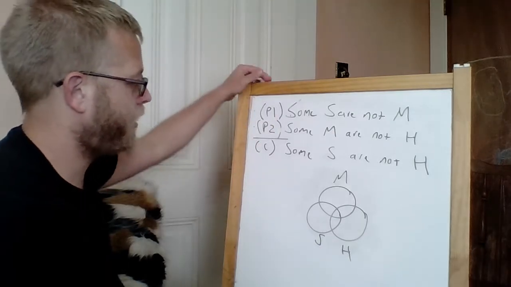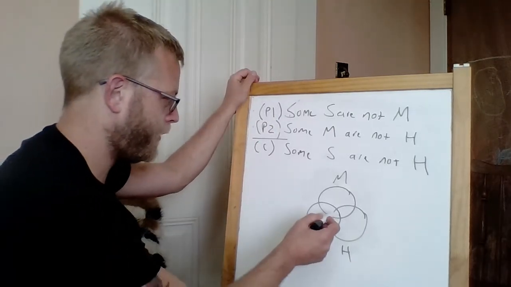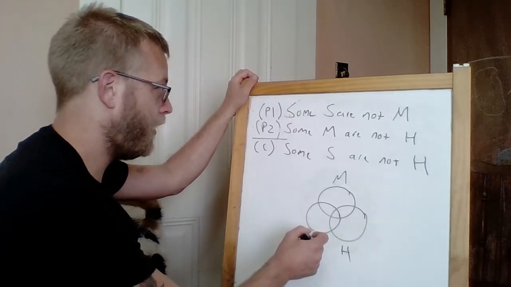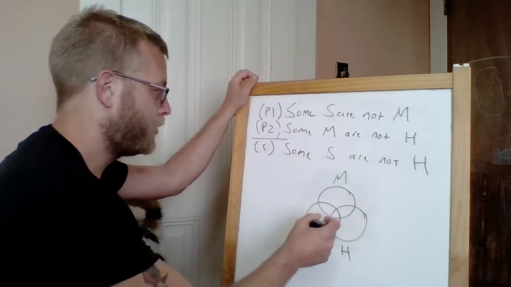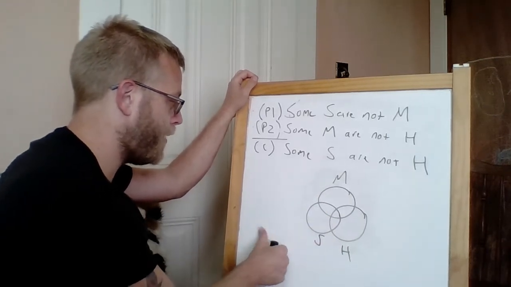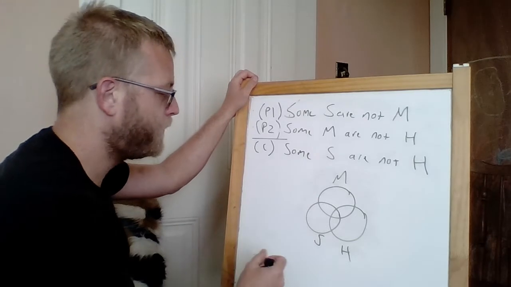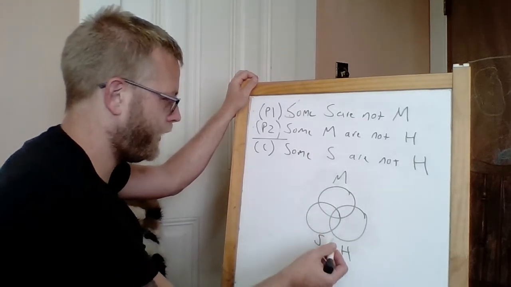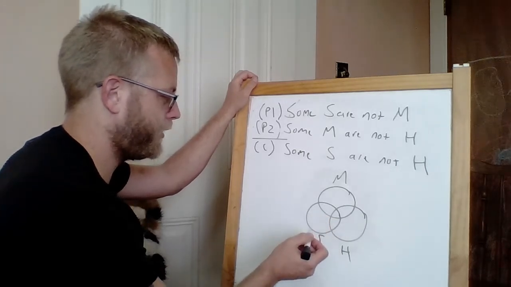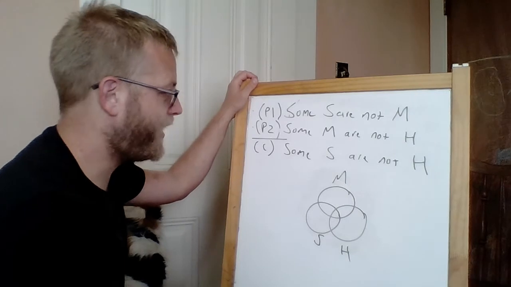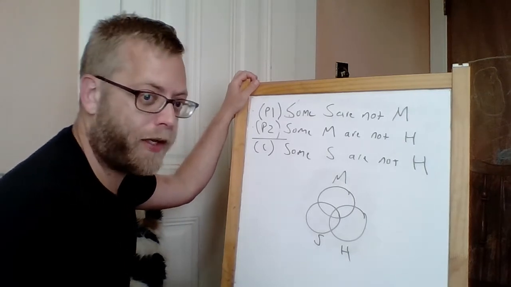Well, first, let's look and see if there's anything we can do. Some S are not M. Okay, well, that means there's some member of the S circle that's outside of the M circle. So somewhere in the S circle, I have to put a little X to indicate at least one member, aka some, and it's outside of the M circle. Unfortunately, there are two different places where I could do that, and I don't know which it is. The premise does not tell us. So we can't really symbolize that one, right?